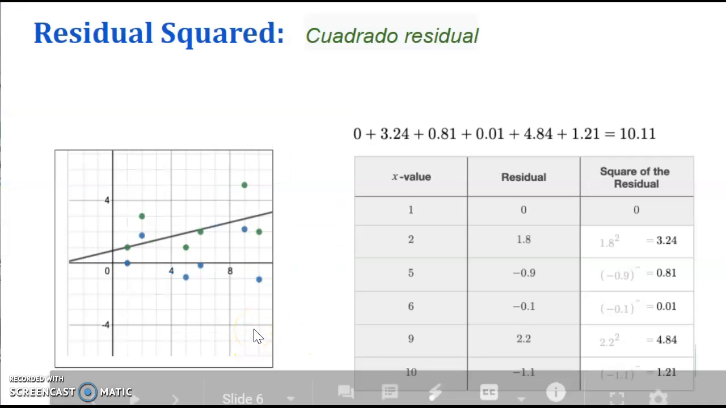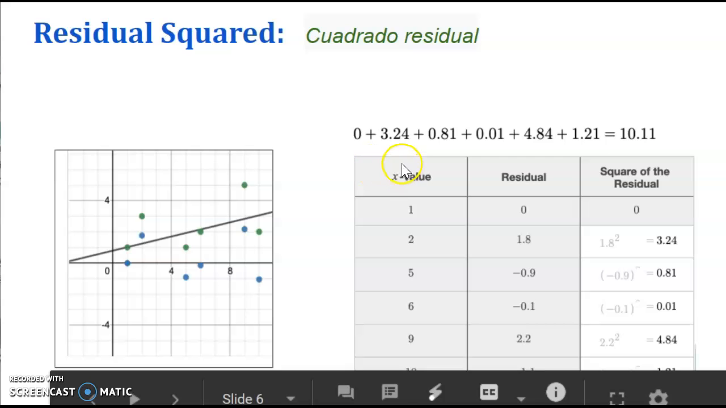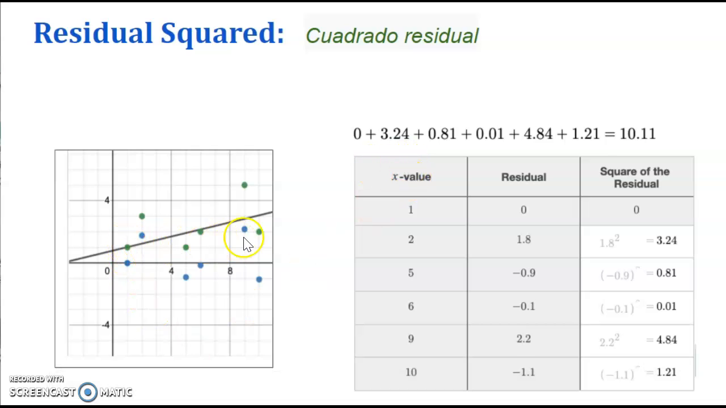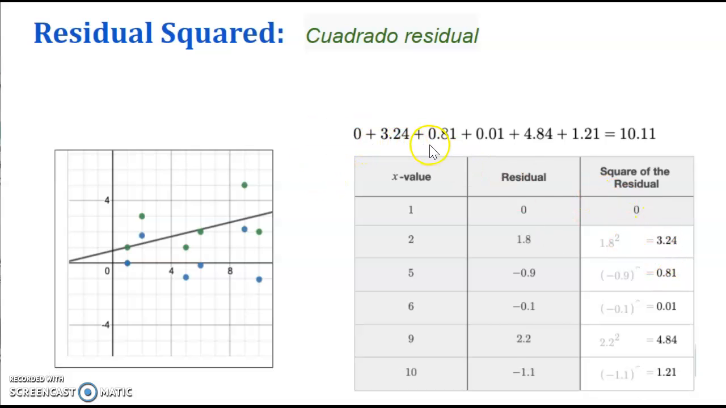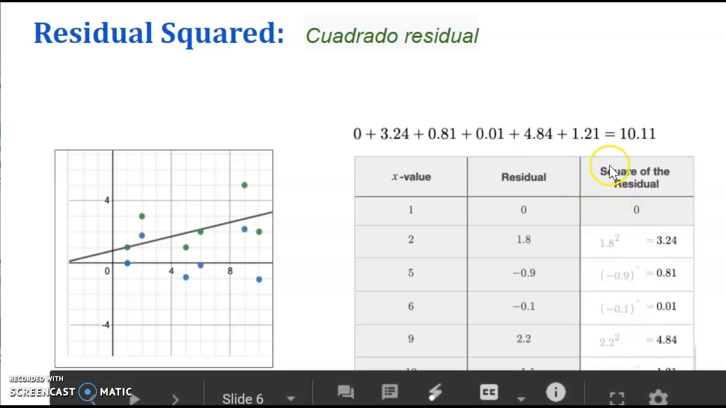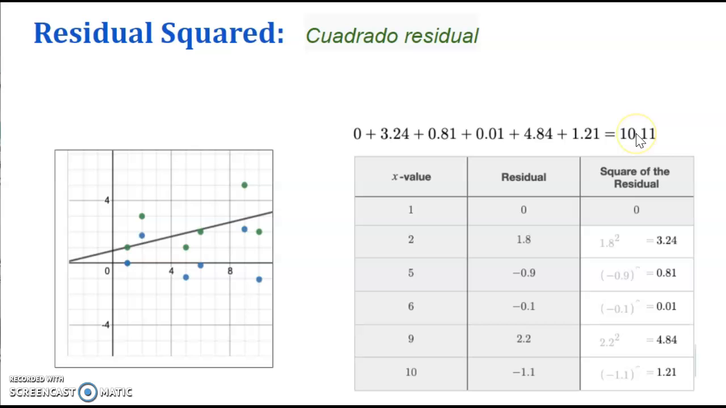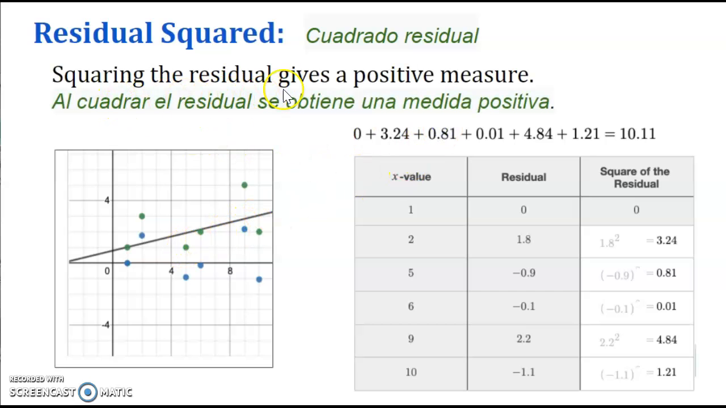So let's get back to our slides. We figured out what the residual was for each of the data points, and then we squared it. That's what we did and came up with these numbers. Then we added them all up, 0 plus 3.24 plus 0.81. When I add them all up, this is going to be the R squared value. That's going to tell me which line of best fit is the best. We want this to be as small as possible. The smaller the number, the better the line of best fit is fitting the data points. Squaring the residual gives a positive measure, and that is the reason we did that.